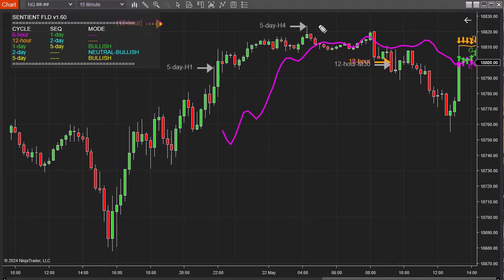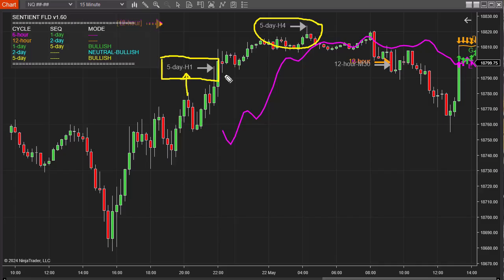First of all, I pointed out this high price that occurred overnight. It was indeed a target. It was the target of the 5-day cycle using the data of the 4-hour time frame. Look how accurately and perfectly that target was achieved. Interestingly, we had a 5-day target over here as well. That target was derived from the hourly time frame data.